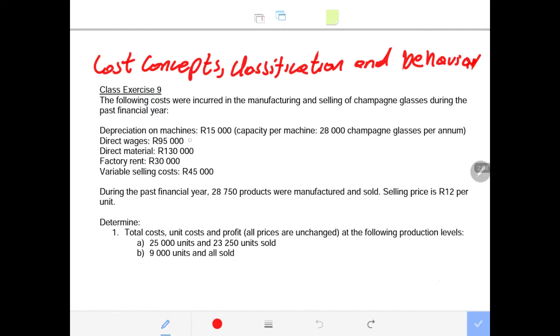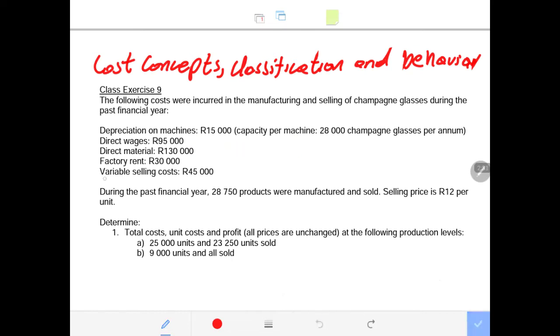We are given direct wages 95,000, direct material 130,000, factory rent, which is a fixed cost. Remember, this is a variable cost. This is a variable cost. And we also know that direct material and direct wages are called prime cost. So also don't forget that these are called prime cost.